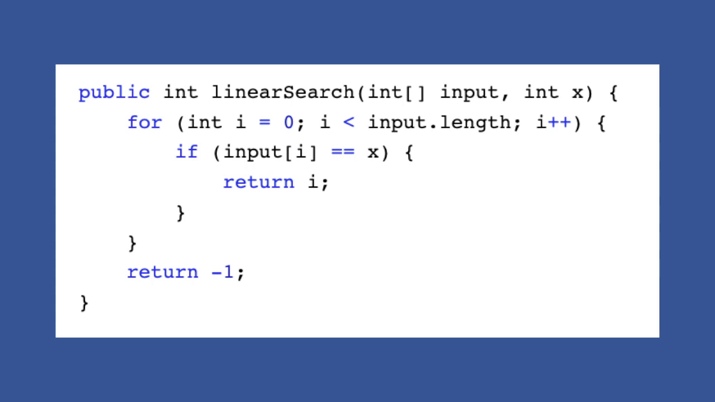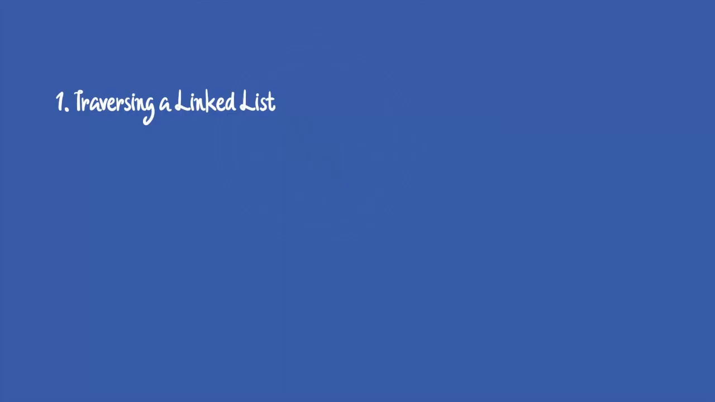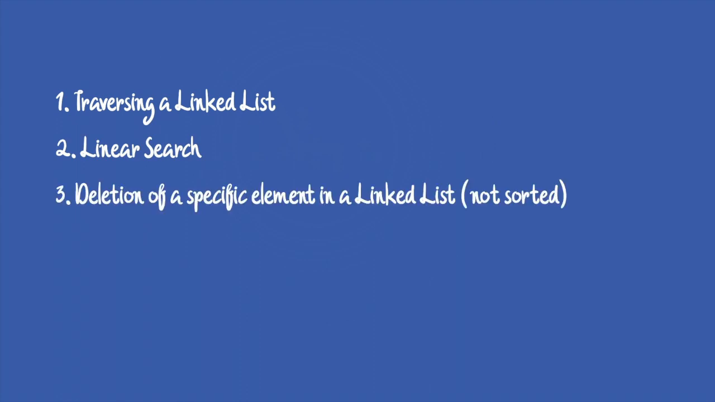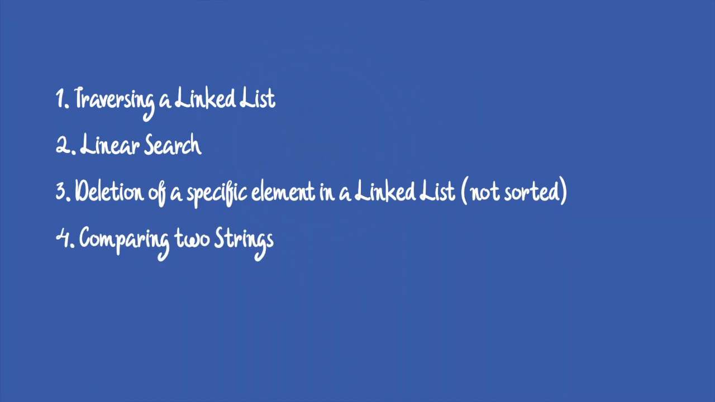Some other examples of algorithms that would take a linear time are traversing a linked list, linear search, deletion of a specific element in a linked list that is not sorted, comparing two strings, or checking for a palindrome.